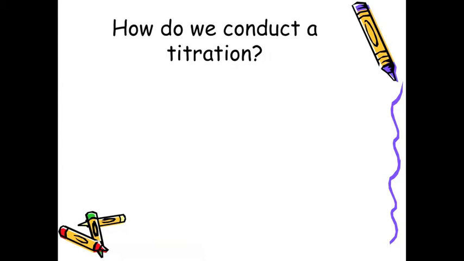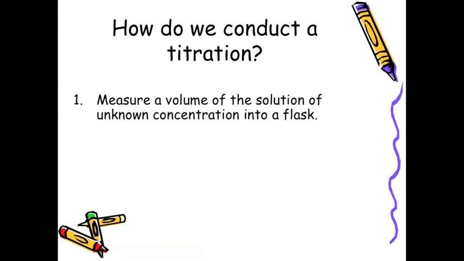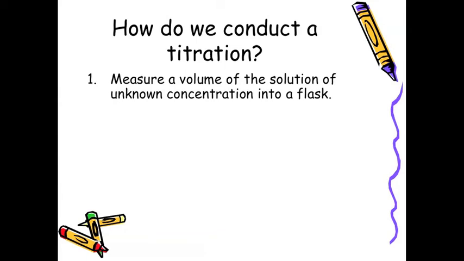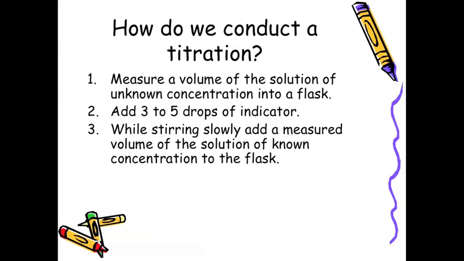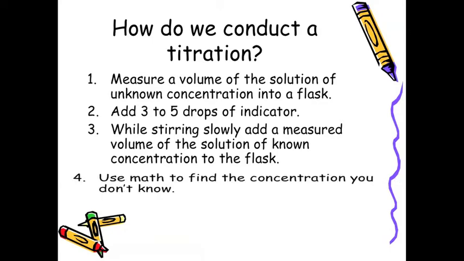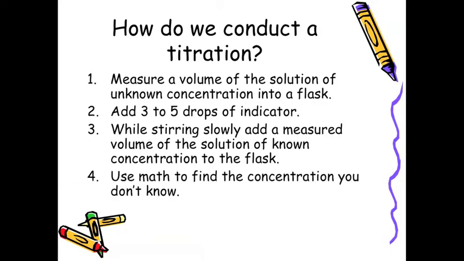So, how do we conduct a titration? First thing you do is you measure a volume of a solution of an unknown concentration in a flask. Second is add 3 to 5 drops of an indicator just to allow you to see color changes. 3 is, while stirring, slowly add a measured volume of the solution of a known concentration into the flask. 4, use math to find the concentration you don't know.